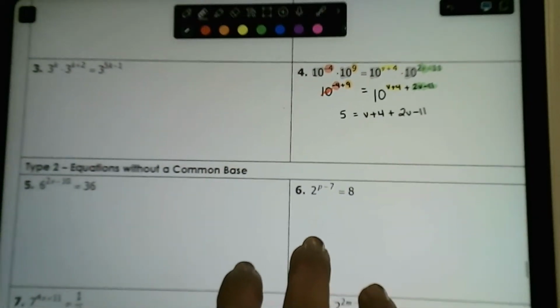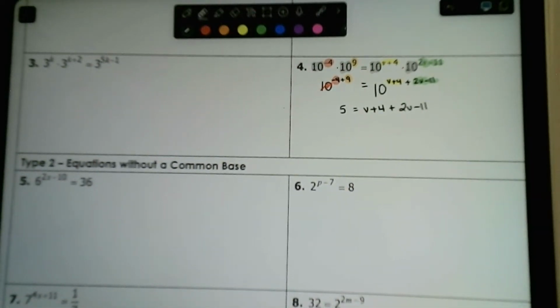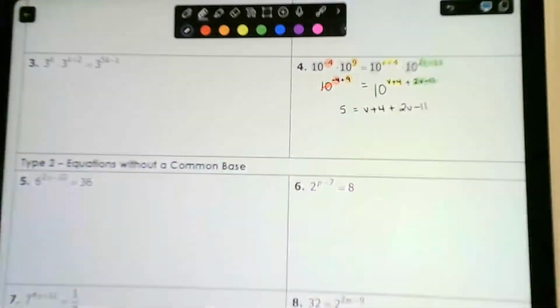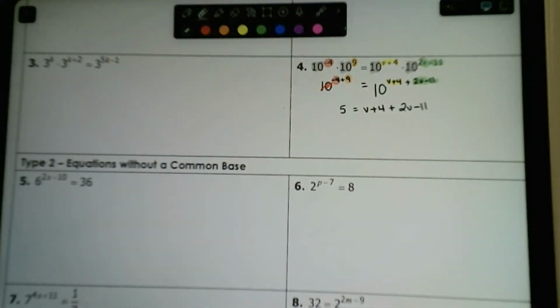Now the problem comes in when you have equations that don't have the same base. Take a look at questions 5, 6, 7, and 8. None of these have the same base. So we got to put a little more work into it. Which one do you want to see me play with? Number 9.